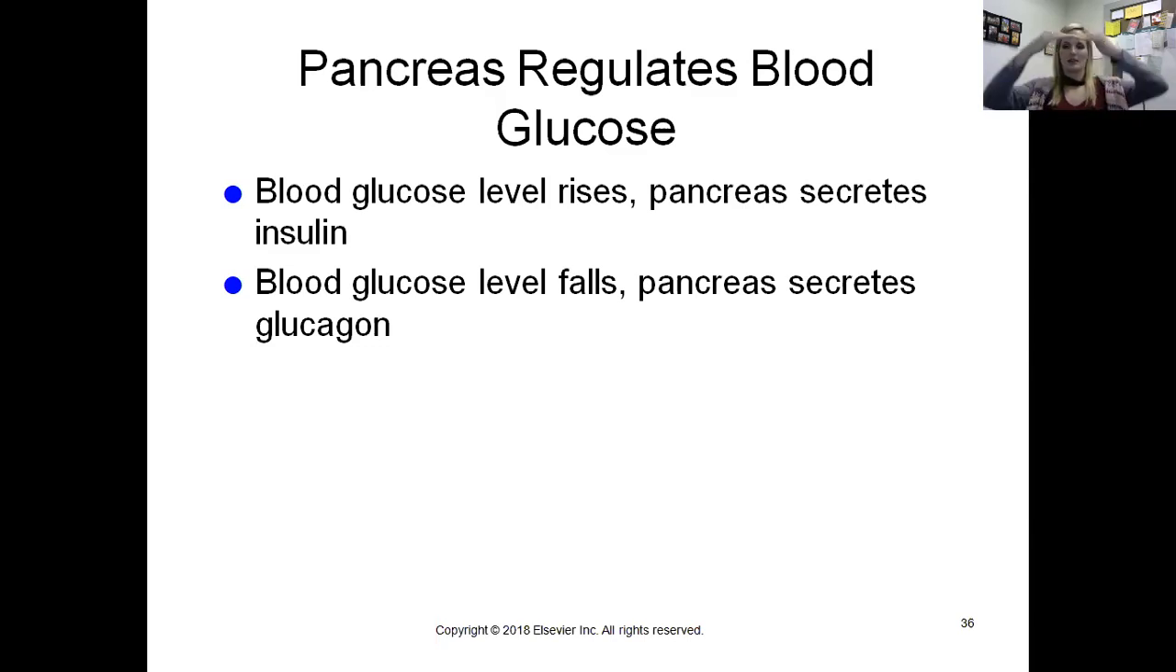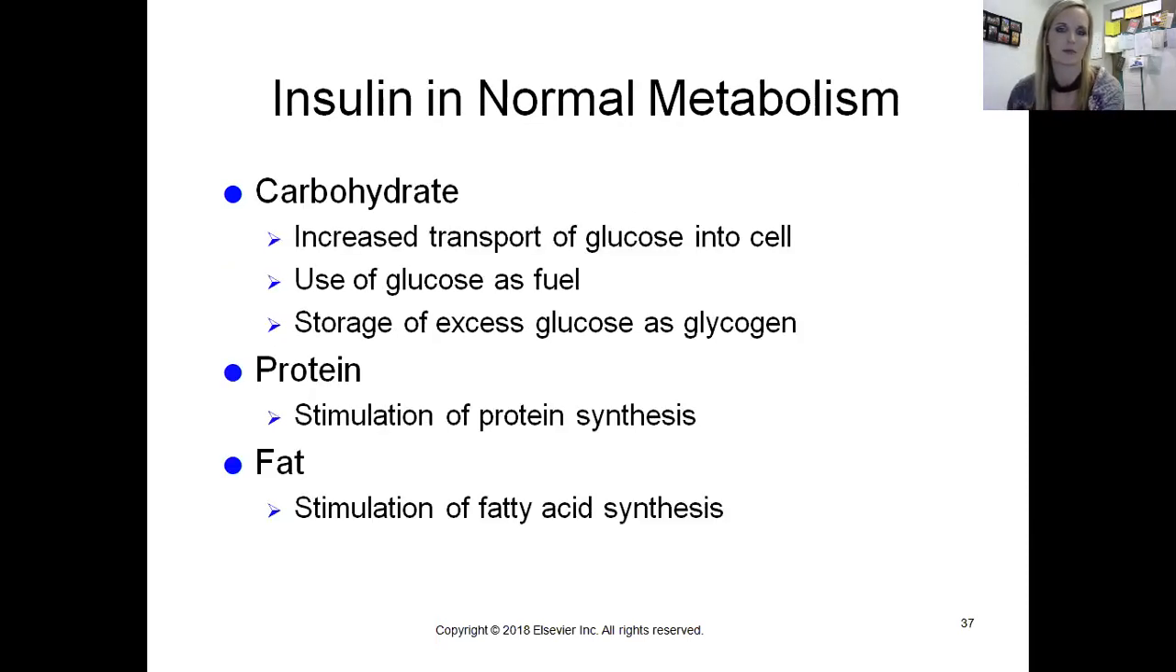So again, here's blood glucose, where it needs to be. When our blood glucose level goes up because of maybe some sugary thing that we've eaten, then insulin is going to bring it back down. When our glucose level falls, glucagon is going to bring it back up. We need to be here, and that's going to help. So insulin and glucagon work opposite of one another.